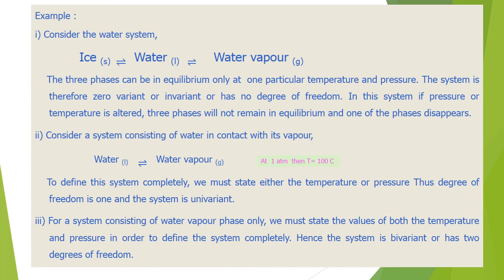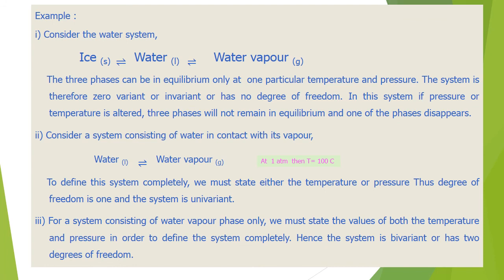Consider a system containing water and water vapor. Then here, how many components? I have one component and two phases. If I substitute F = C - P + 2, then I'll get the value as 1. It means it is a univariant system. I have to mention the pressure.